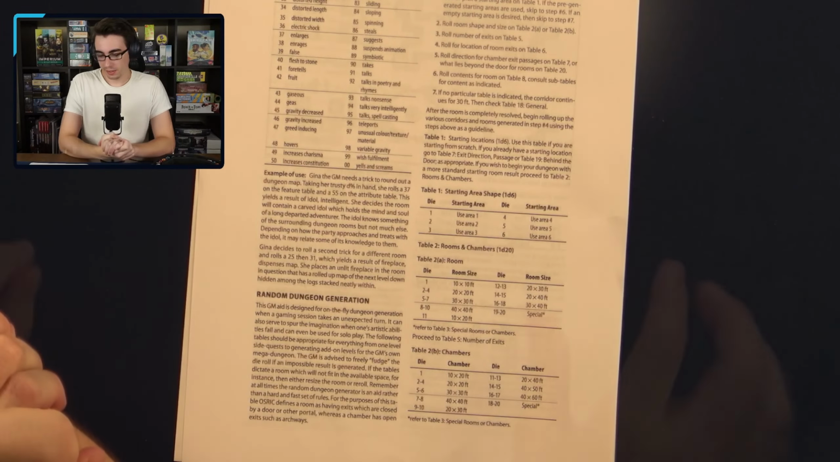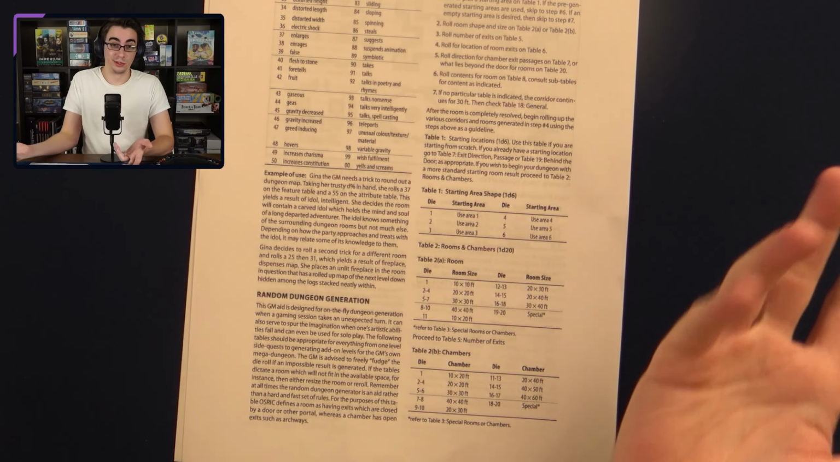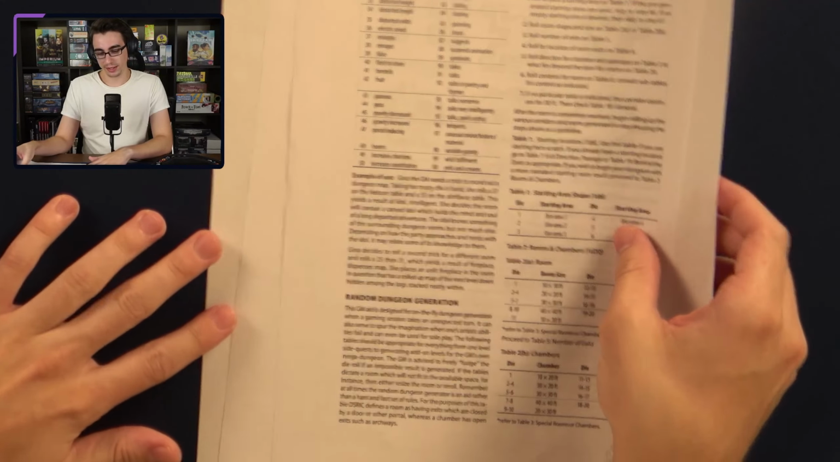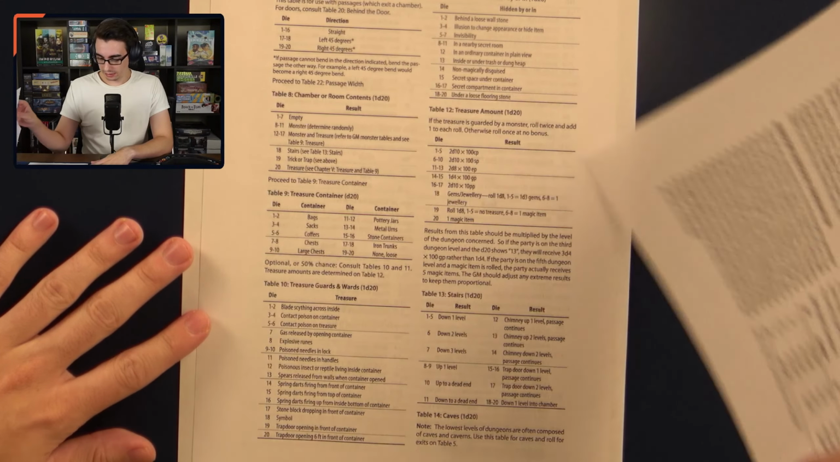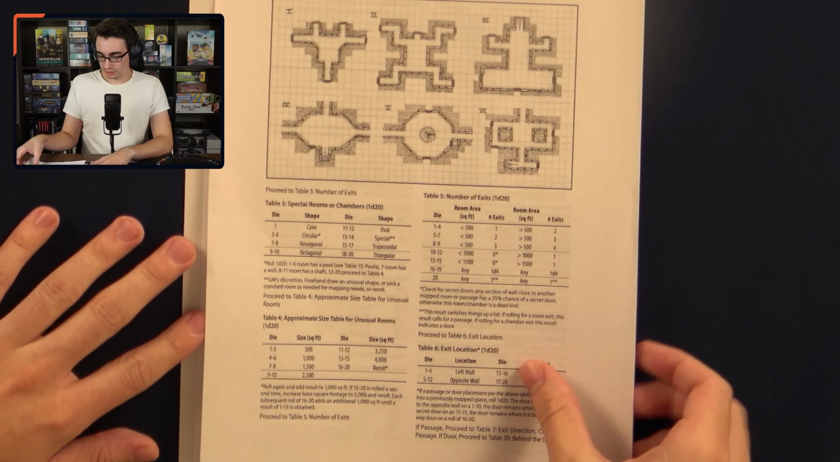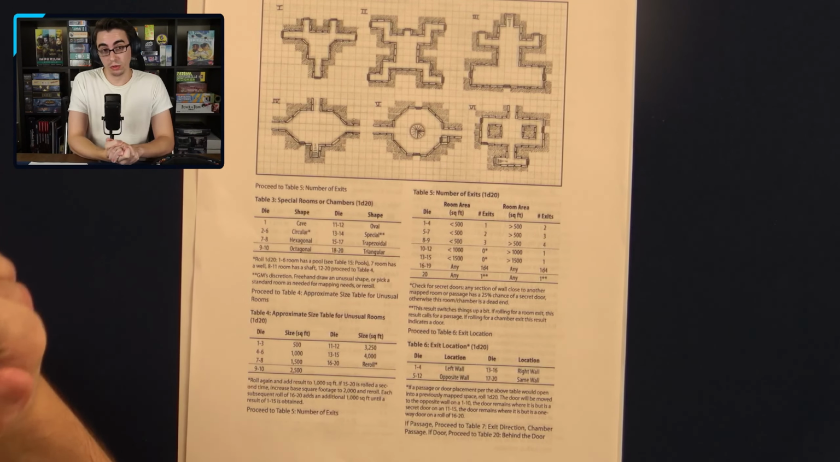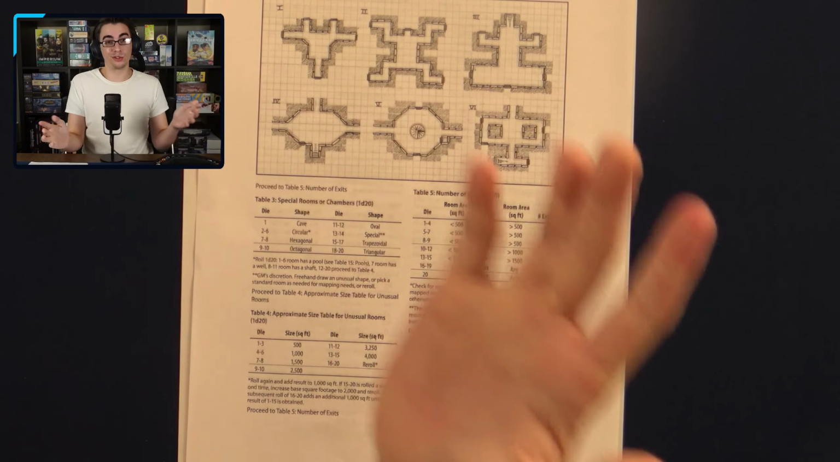The one thing I did notice that was lacking, and maybe I'm just missing it somewhere, but I looked pretty thoroughly through these tables, is that there is an area that tells you how many exits you have, but nowhere is there a table to roll what type of exits there are, because it seems like there are two main types of exits.